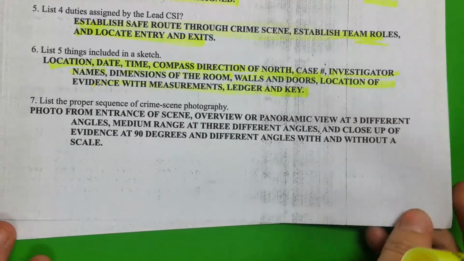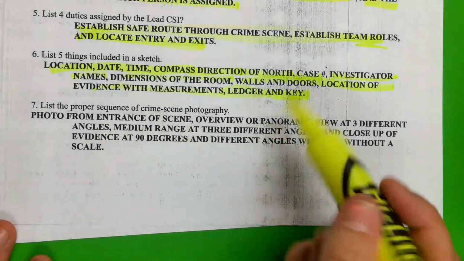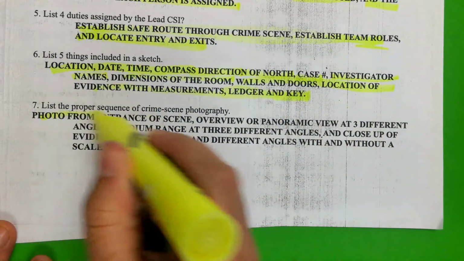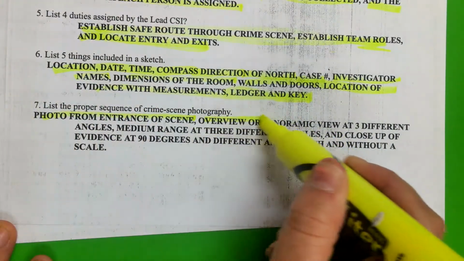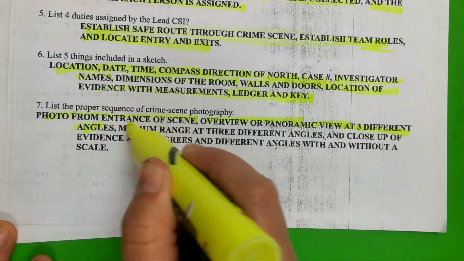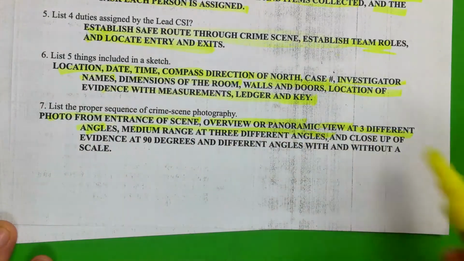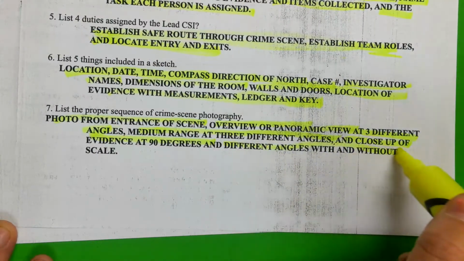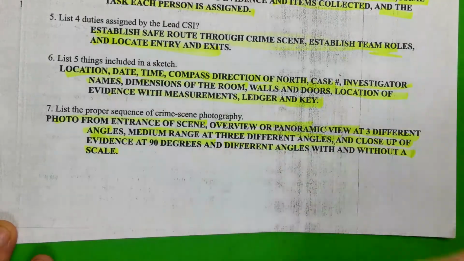Number seven lists the proper sequence of crime scene photography. So the photo from the entrance of the scene, also overview or panoramic view at 3 different angles, medium range at 3 different angles, and close-up evidence at 90 degrees and different angles with and without a scale.